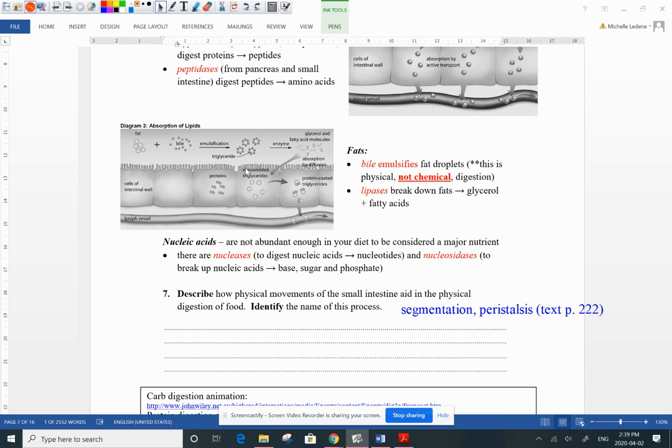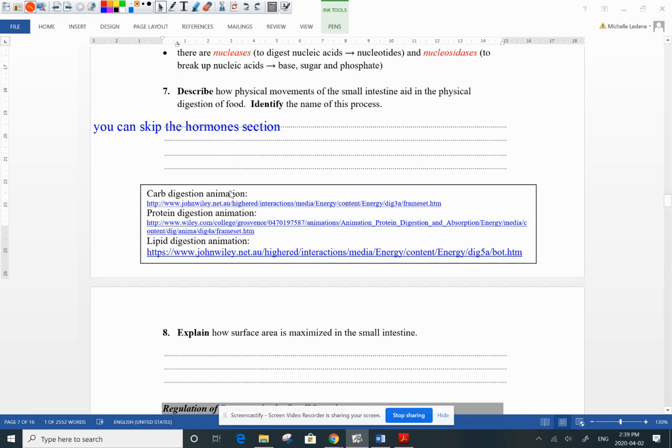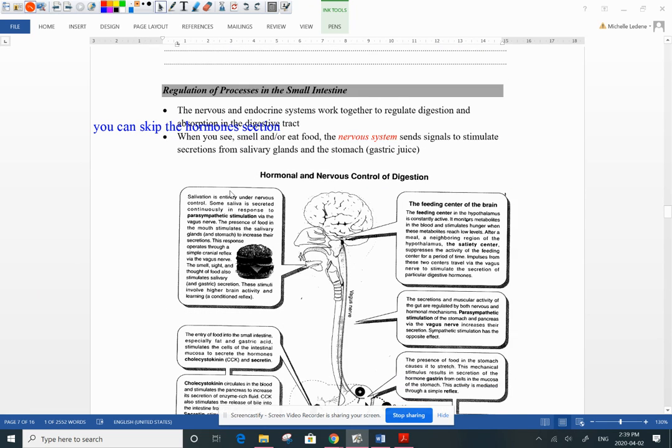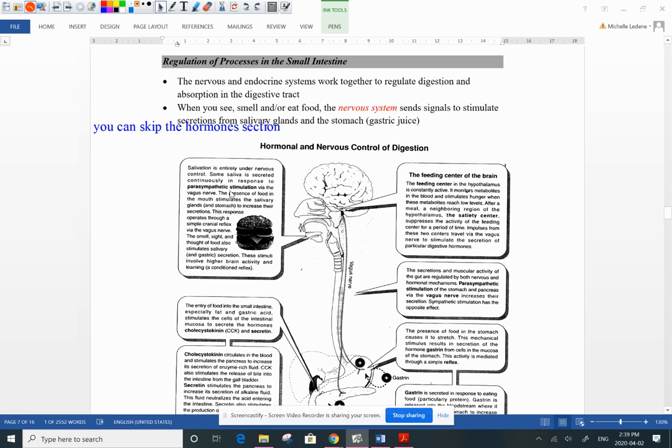For number 7 here, you can go back onto the previous page where I talk about segmentation and peristalsis, and I did that in the last video. It's also in your textbook on page 222. Next page here on hormones, you can actually skip this hormone section. We're not going to talk about this year.